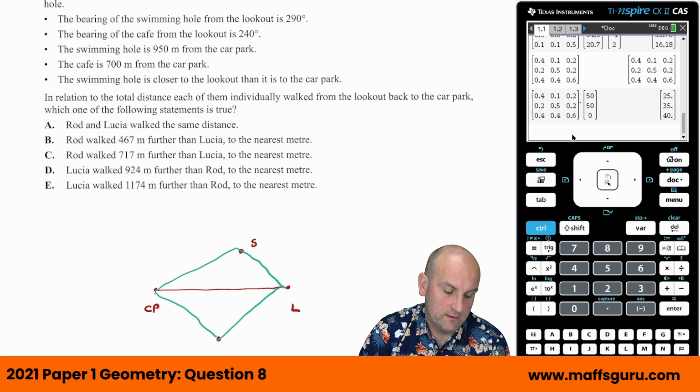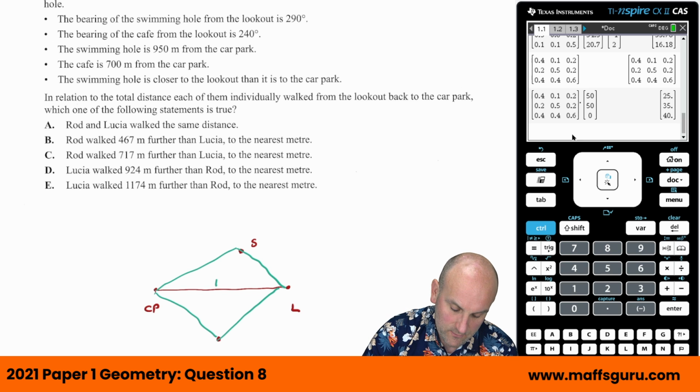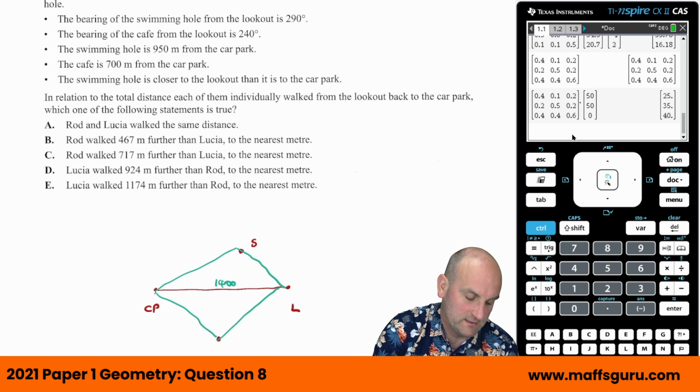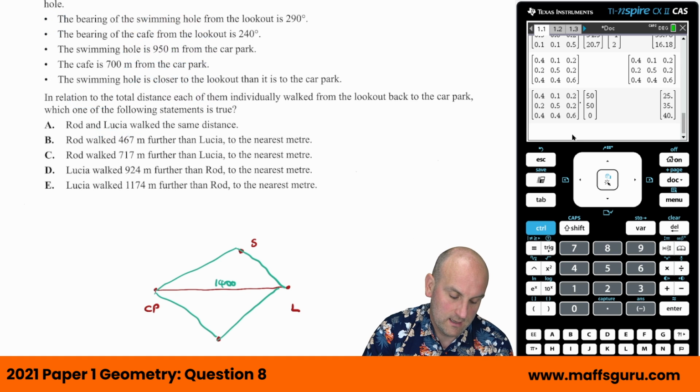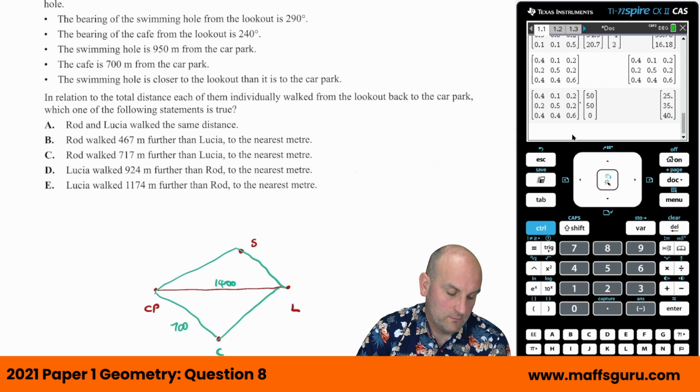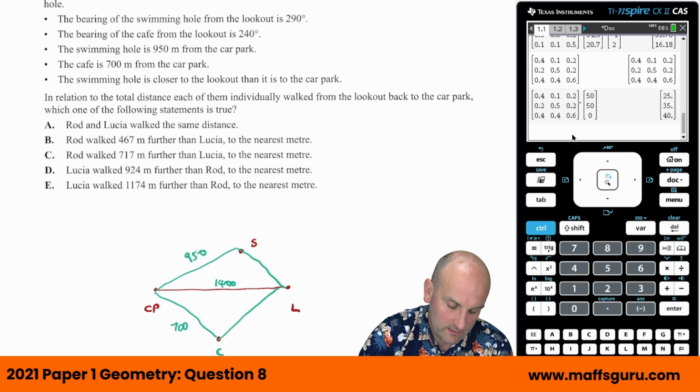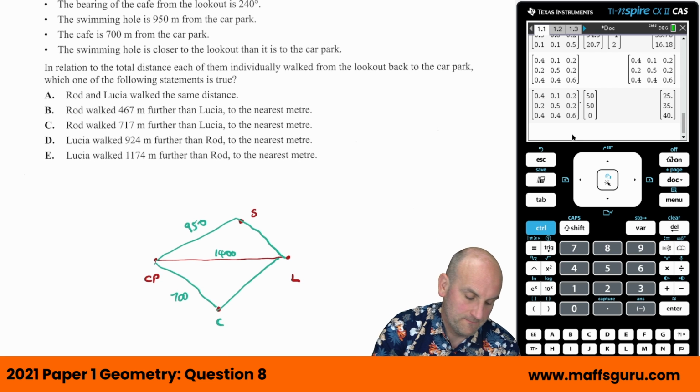We noticed that one there is 1,400. Sorry, I'm just talking to myself, it would appear. The cafe is 700 meters from the car park. So that's 700 meters. And the swimming hole, nope, not interested in that. The swimming hole is 950 meters from the car park. Okay, so what do we do here?